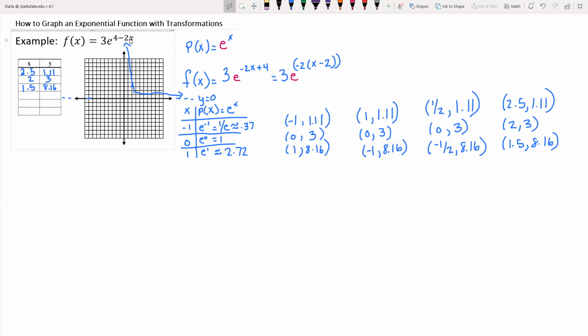And so if you were asked for the domain, your domain is all reals, and then your range goes from 0 non-inclusive to positive infinity. And then you have your 3 key points of your final function, you have your horizontal asymptote graphed in, and you have the general graph. And so this completes graphing an exponential function with transformations.